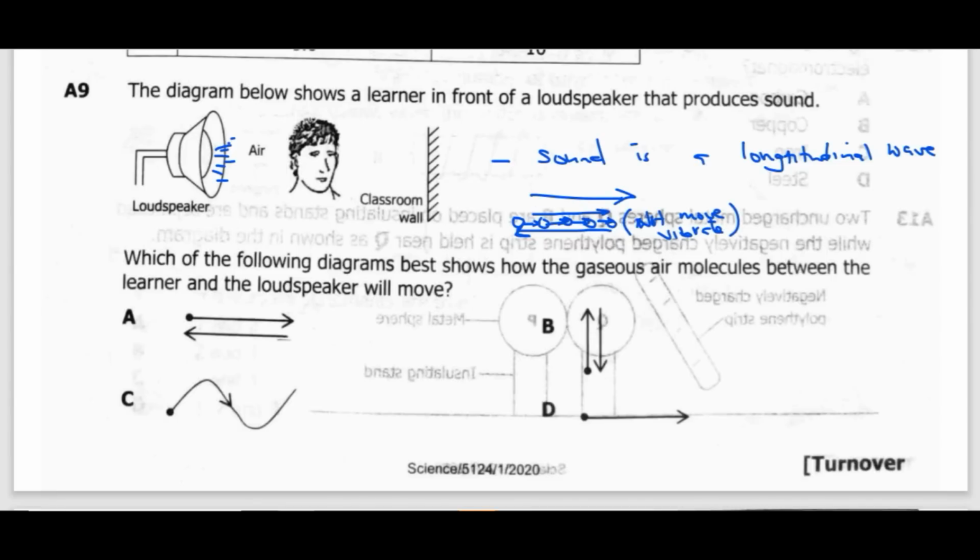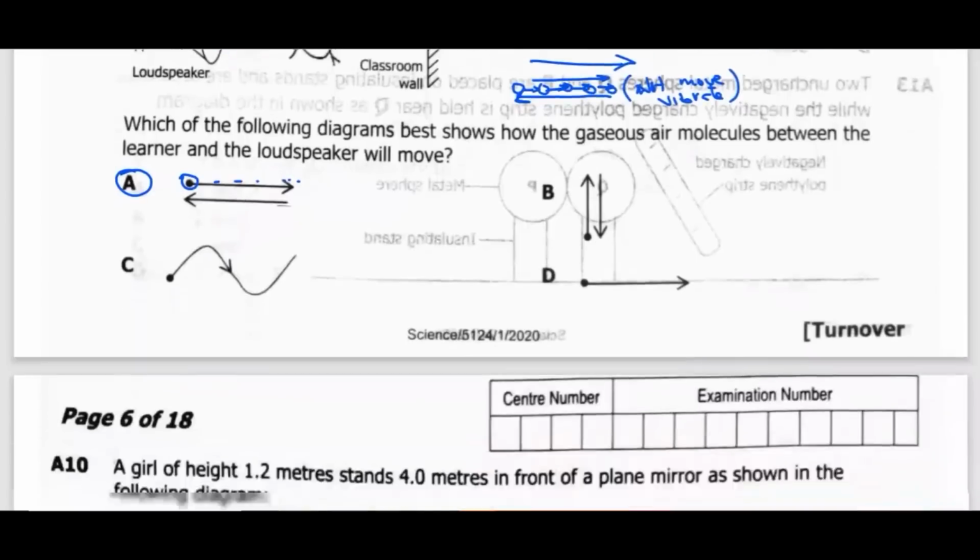So when we look at the answers that have been given, these are particles. So they are vibrating in this direction, and then also they are coming back to the position. So the answer that we have, which is complete, is A. Let us go to question 10.